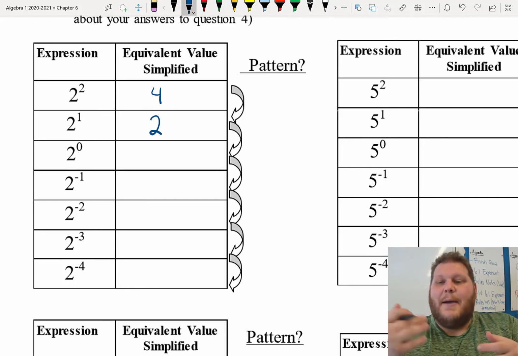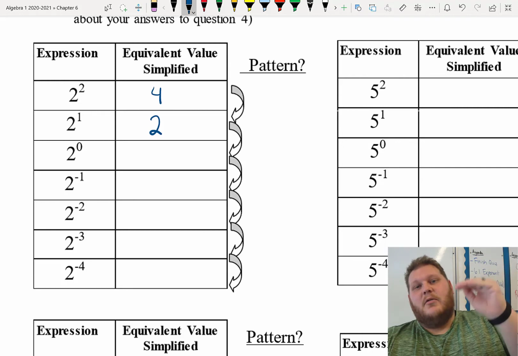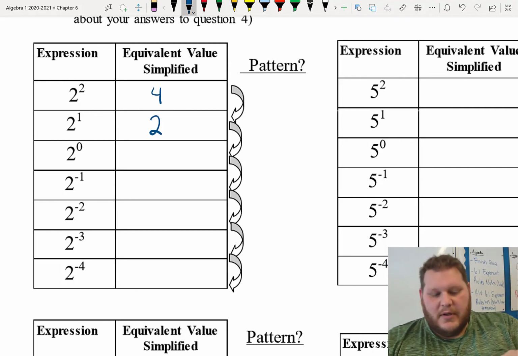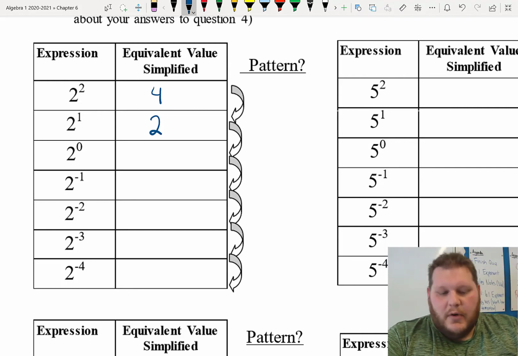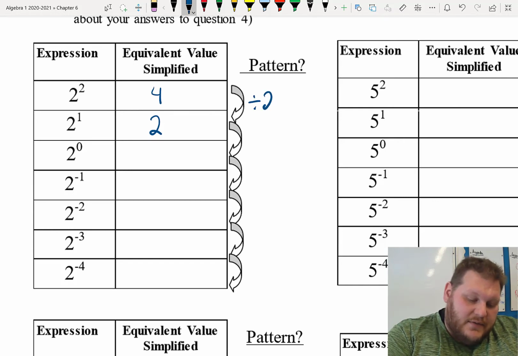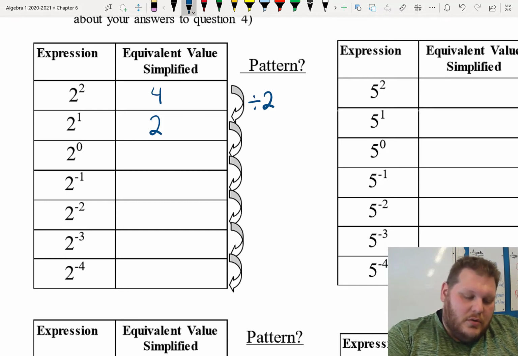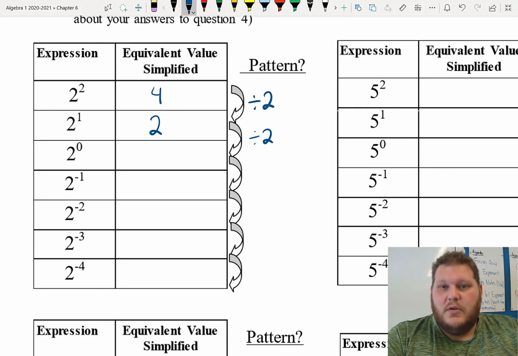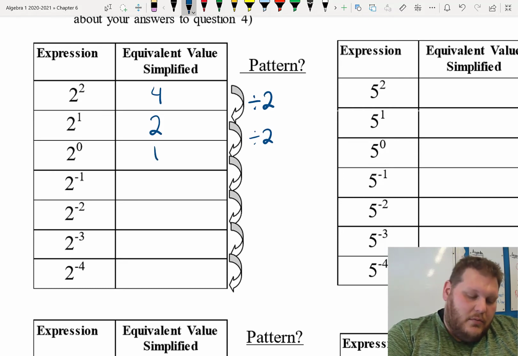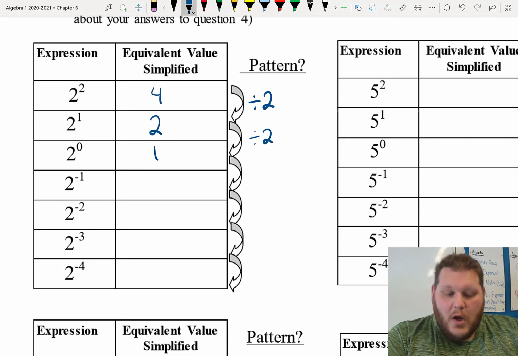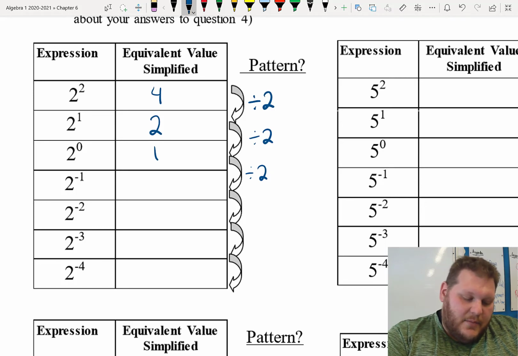If I'm thinking in the opposite direction, going down my list by exponents, instead of multiplying by 2, I should be doing the opposite. I should be dividing by 2 to get my next one in the pattern. Which means for 2 to the 0 power, I still have to divide by 2. So 2 to the 0 power would be positive 1, because 2 over 2 is 1. If I divide by 2 again to get down to my next one in the table, 1 divided by 2 is a half.